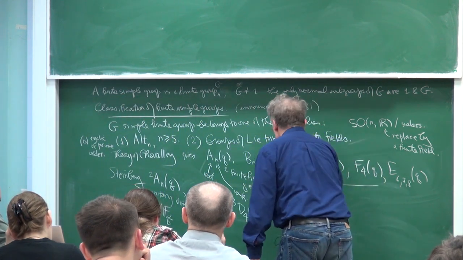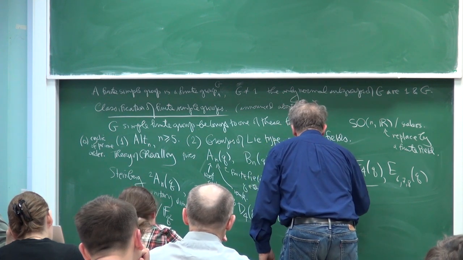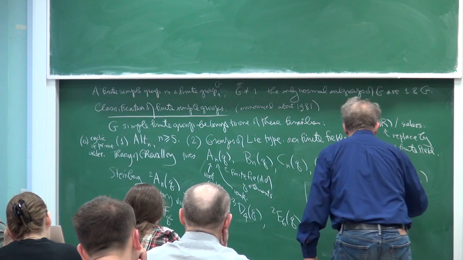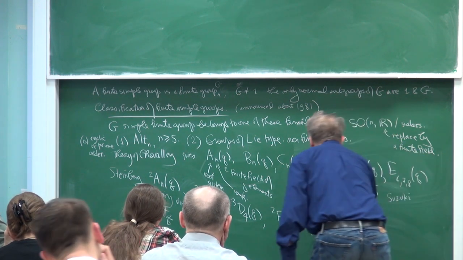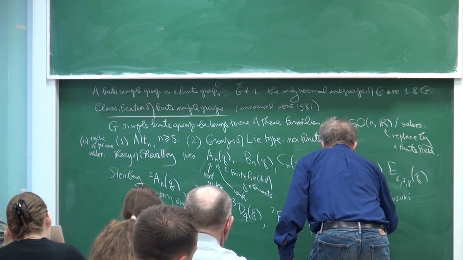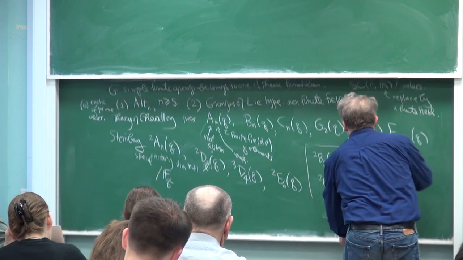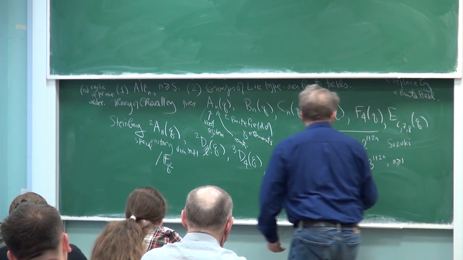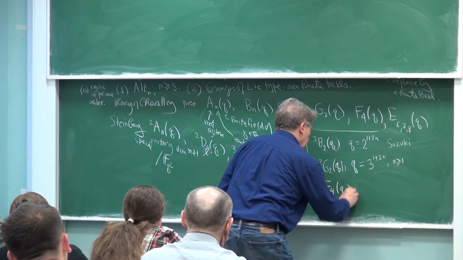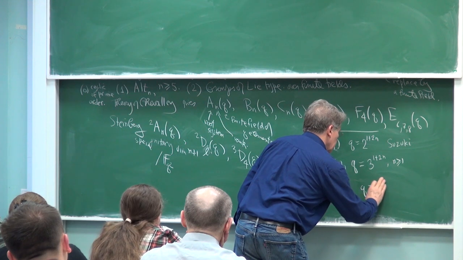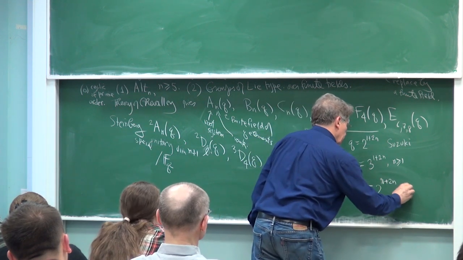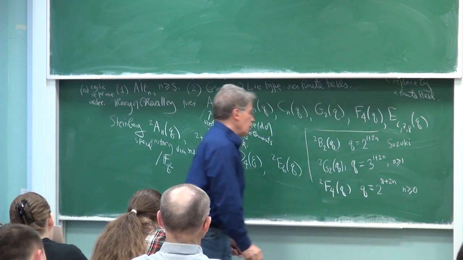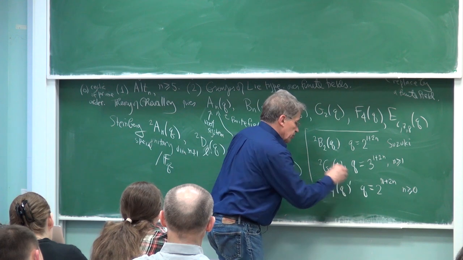And finally, there are three special cases: twisted B2(q), where q is an odd power of 2, the Suzuki groups; twisted G2(q), where q is an odd power of 3; and twisted F4(q), where q is an odd power of 2. For n at least 2, n at least 0, I guess, yeah. And actually, I need to put commutator subgroup there.